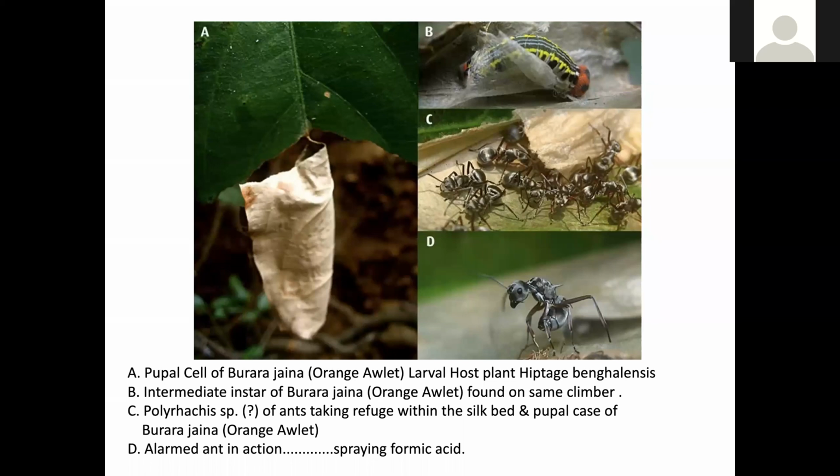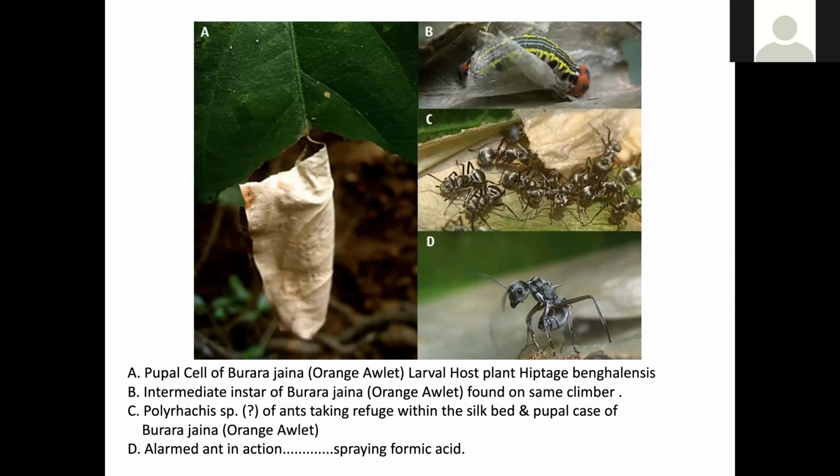Here I have shown such one example. You can see image number A, pupal sail of Burara jayana, that is orange awlet butterfly, which belongs to the skippers family, which uses larval host plant Hiptage bengalensis, which is a climber. Okay. Image number B is intermediate instar of Burara jayana, that is orange awlet, found on the same climber. And image number C, that is Polyrhachis species of ants taking refuge within the silk bed and pupal case of Burara jayana. So even after completing the life cycle, some butterflies give shelter to many other organisms.